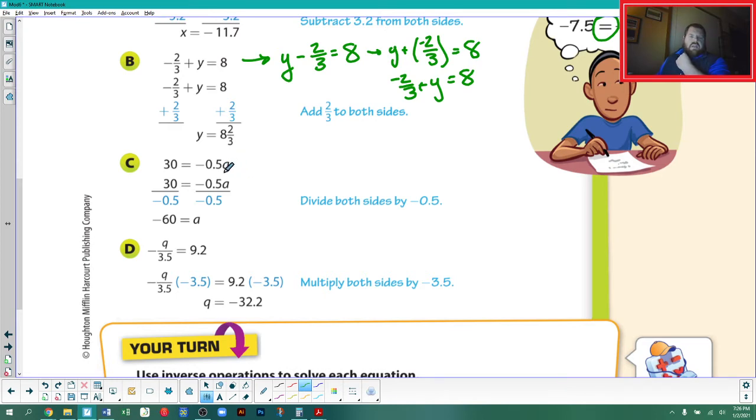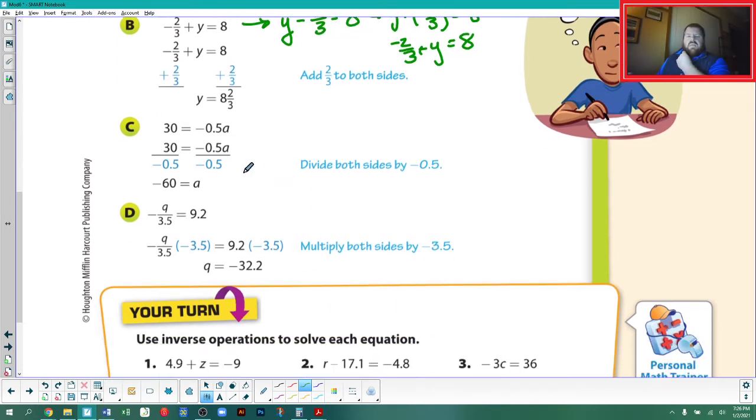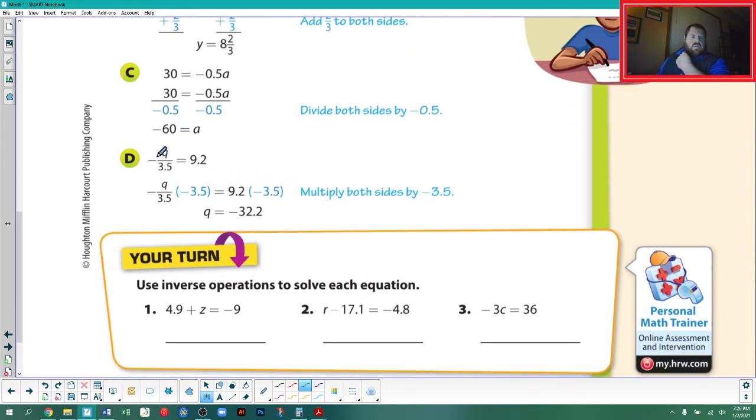Well, I have a being multiplied by a negative 0.5, so I'll do the opposite of that, which is divide, and we get negative 60. Cool. Last one.